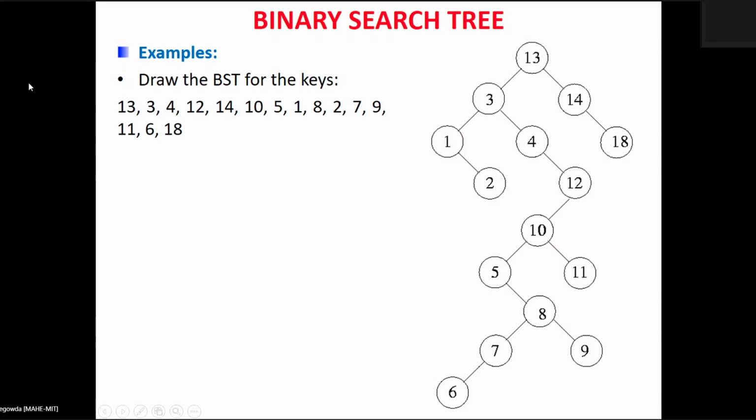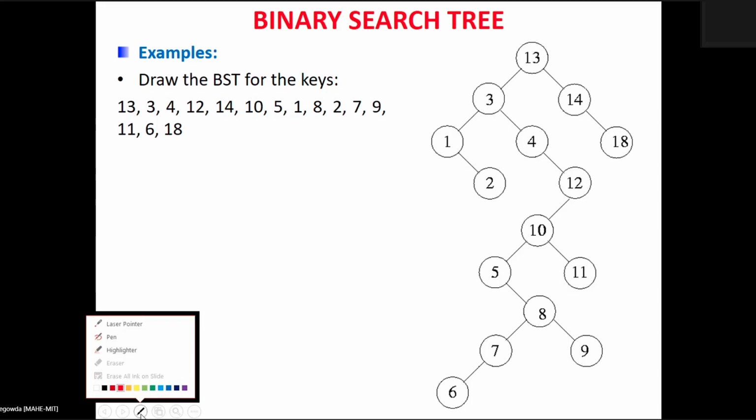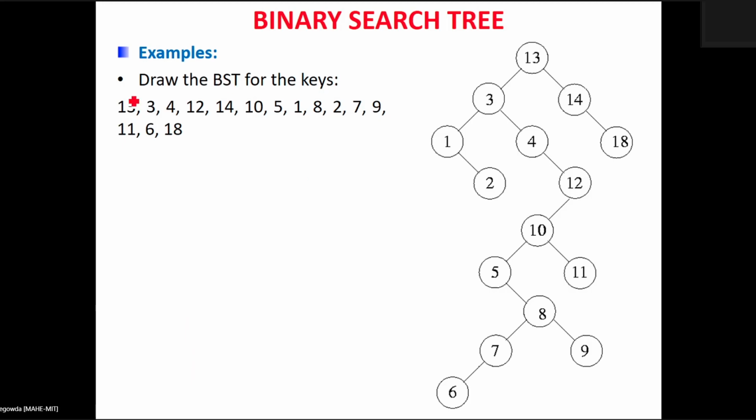The first value is 13. It is the root node. Then the next number is 3. 3 is less than 13, so it is going to become the left child of 13. Then 4 is less than 13 and greater than 3, so this is going to become the right child of 3. Then we have the next number, 12. 12 is less than 13, greater than 3 and greater than 4, and this is going to become the right child of 4.